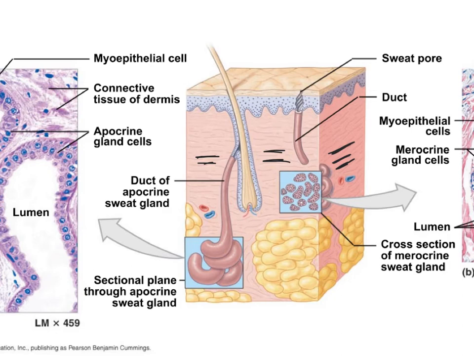Accessory structures that we see in the dermis. So this is the dermis area again. We're going to look at the hair follicle, we're going to look at sweat glands, and then we're going to look at sebaceous follicles too. So we'll start out by looking at hair.